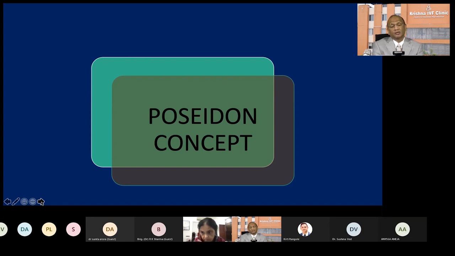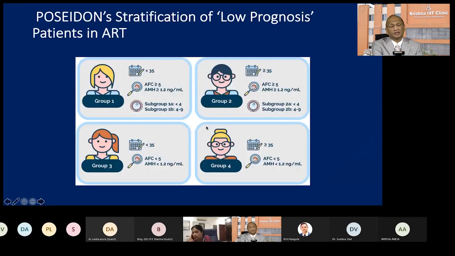That is how the Poseidon concept has come in, and I will show you the concept in the next slide. So, the Poseidon 1 and 2 are the upper two things, group 1 and group 2, and when you notice that group 1 and group 2 always have adequate AMH values, whereas group 3 and group 4 are the poor responders.